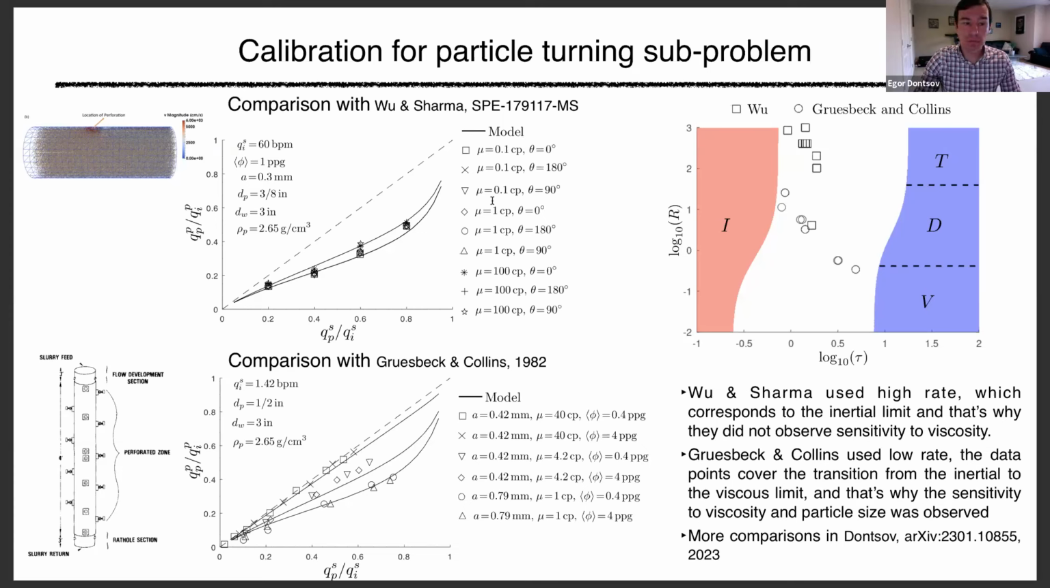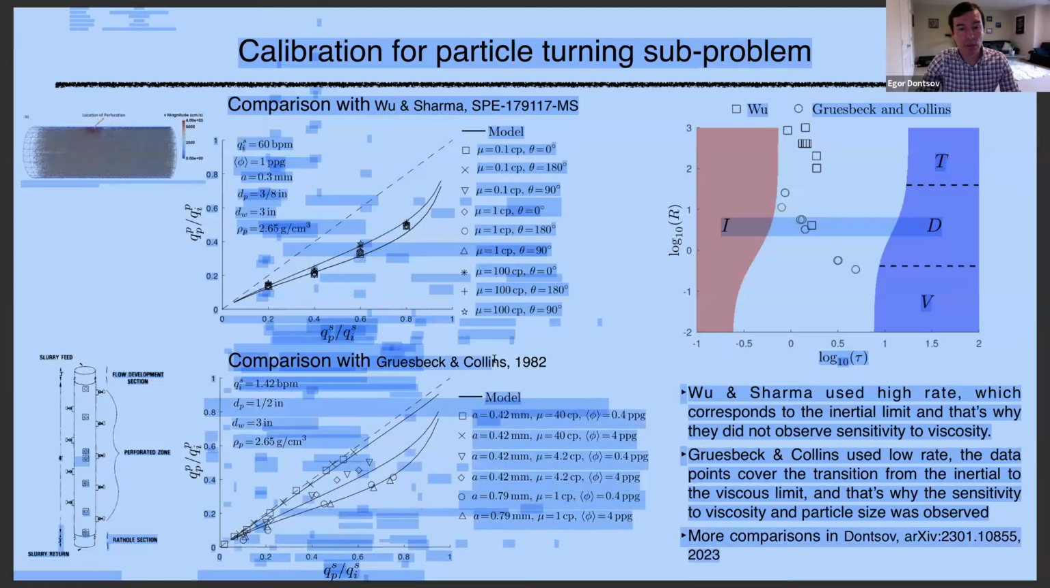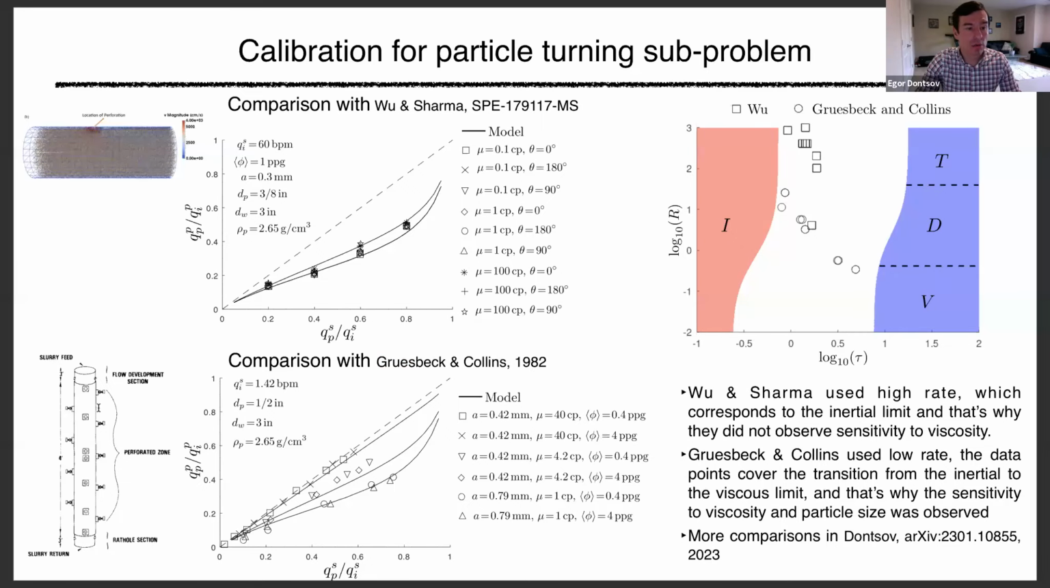even when you change it by 3 orders of magnitude. Here on the bottom is an experiment from one of the first papers working with this, from 1982. There was a vertical well, so there's no effect of gravity, and they analyzed the same thing, the fraction of proppant that goes through the perforation. Here we have pretty strong sensitivity to viscosity, or at least observable, and to particle size.